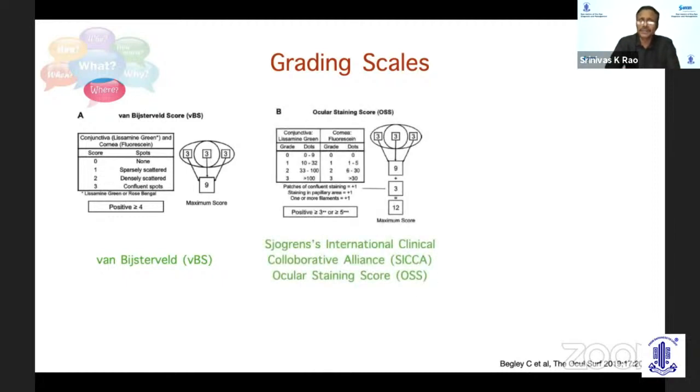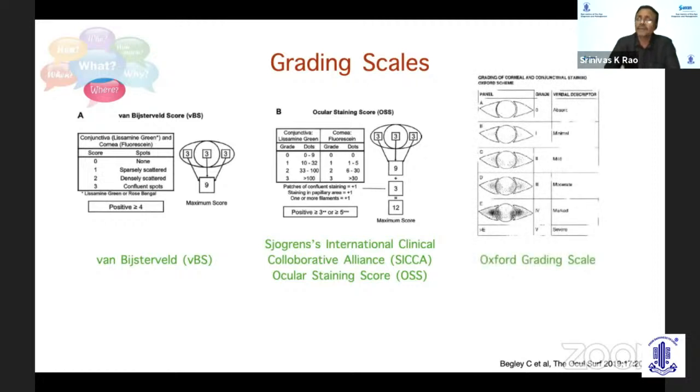The next is the OSS, or the ocular staining score, from the Sjogren's Alliance. Here, in order to give equal weightage to the cornea, they added another 3 points to the cornea: one for the presence of confluent staining on the cornea, one for staining in the pupillary area, and one for the presence of filaments. So this became a total score of 12, 6 for the cornea and 6 for the conjunctiva. Then came the Oxford grading scale, where you have a series of photographic plates that you put up next to your slit lamp, and then you compare your patient's staining with this to grade them from 0 to 5.